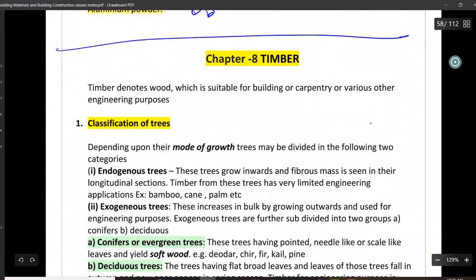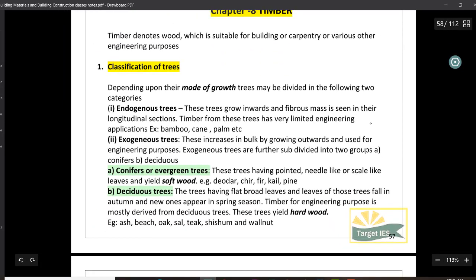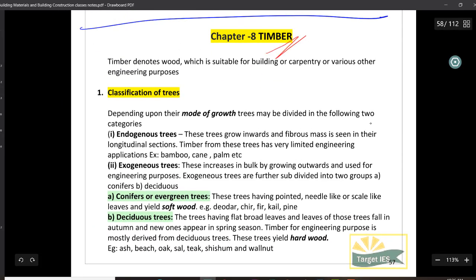So let us continue with timber. Now coming to classification of trees. First let us see the timber. How do we classify trees? I can classify trees into two parts: one is endogenous, second one is exogenous.